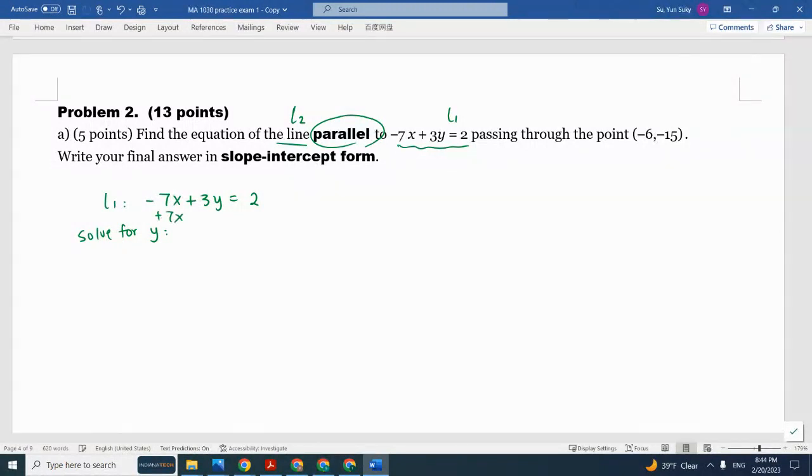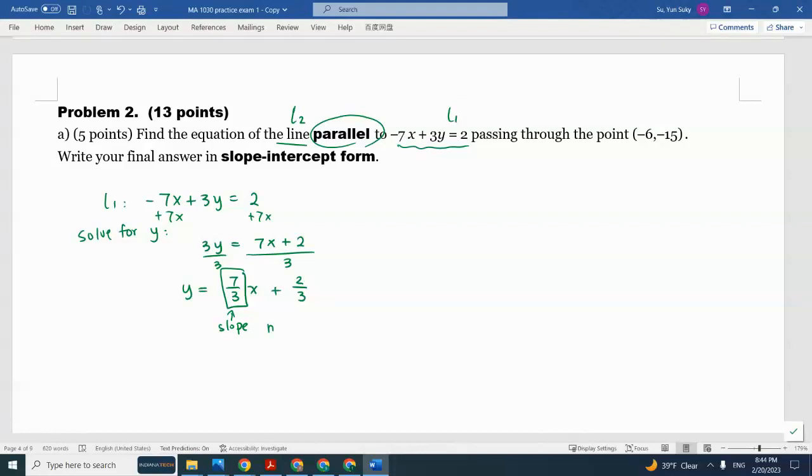So we add 7x on both sides. We get 3y equals 7x plus 2. And then divide both sides by 3. We get y equals 7 over 3 x plus 2 over 3. And you see, this is the slope.